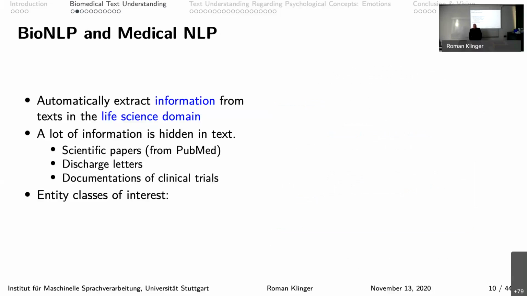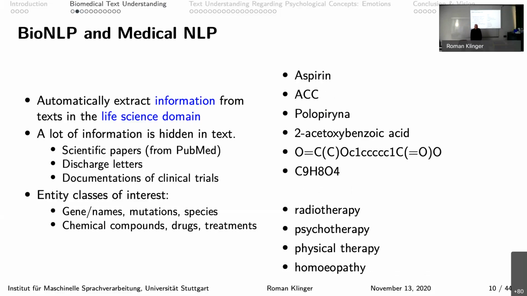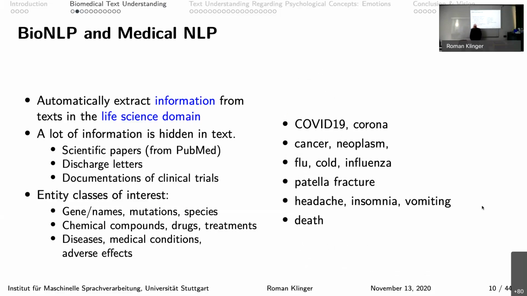And depending on the domain, there are different entity classes. So for instance, we could be interested to find gene names, mutation mentions, species. So what I have here now is a list of gene names which come from a website called What's Your Favorite Gene? And you see that these gene names sometimes have a surprising linguistic realization. So it might be that when you find such names in text, that you would interpret it to be something else, actually. There are chemical compounds which can be realized in different ways, like brand names or some systematic names. And there can be disease names, medical conditions, adverse effects, things like that. And what we want to find depends, of course, on the use case, on the domain, etc.